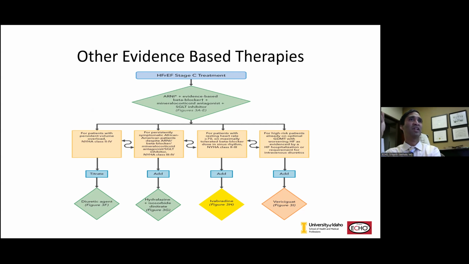And then we have ivabradine. It's based on the SHIFT trial. If they are on max tolerated doses of beta blockers, and if the patient is still having a heart rate greater than 70, we should try ivabradine.